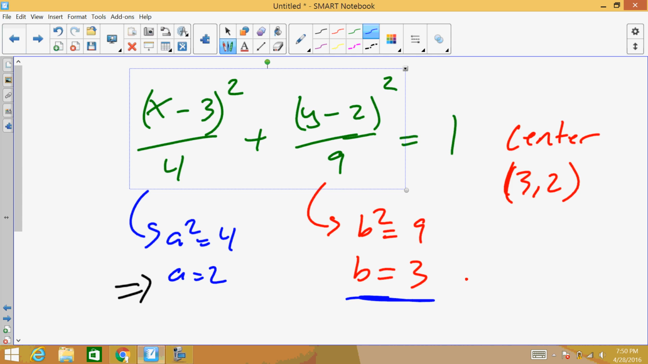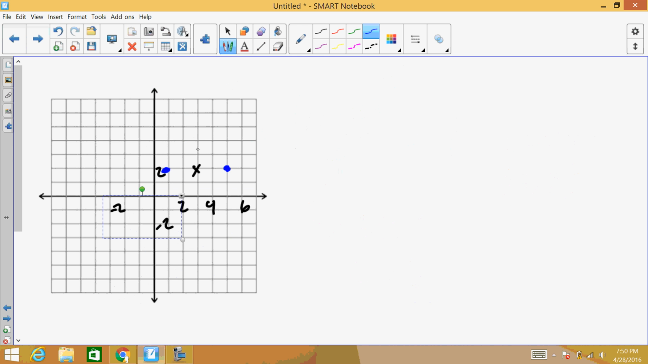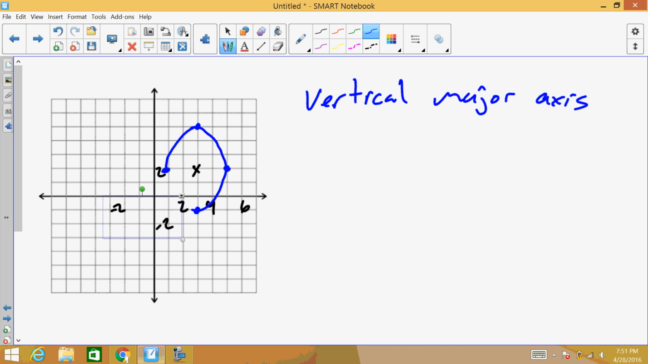B tells me to go up 3. 1, 2, 3 from my center. 1, 2, 3 from my center. Now I can tell that I went further up and down, so that means I have a vertical major axis because my value under my y component was bigger. Okay, so I've got my endpoints there, endpoints of my major and minor axis. I'm going to connect those in. Again, not much of an artist, but we've got our ellipse.